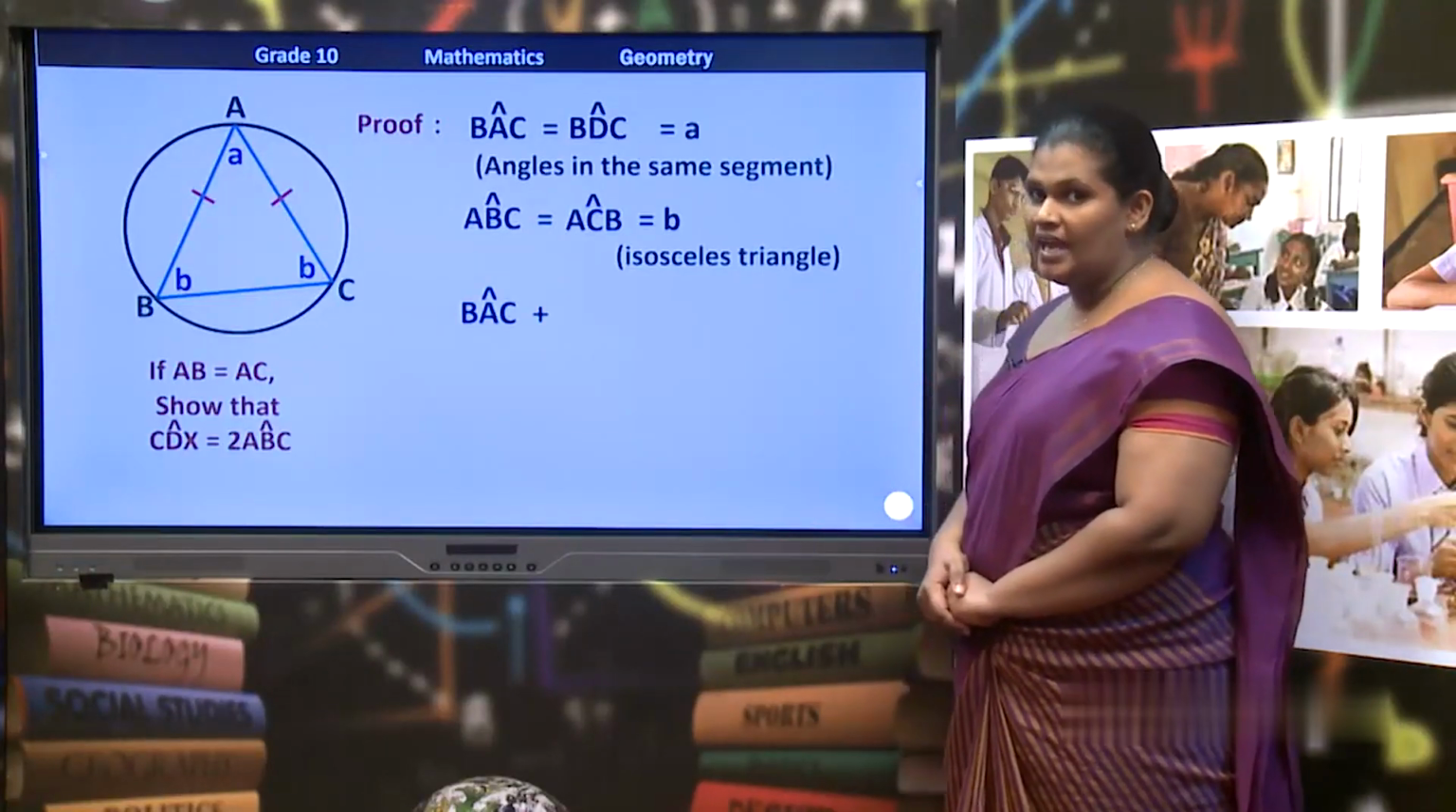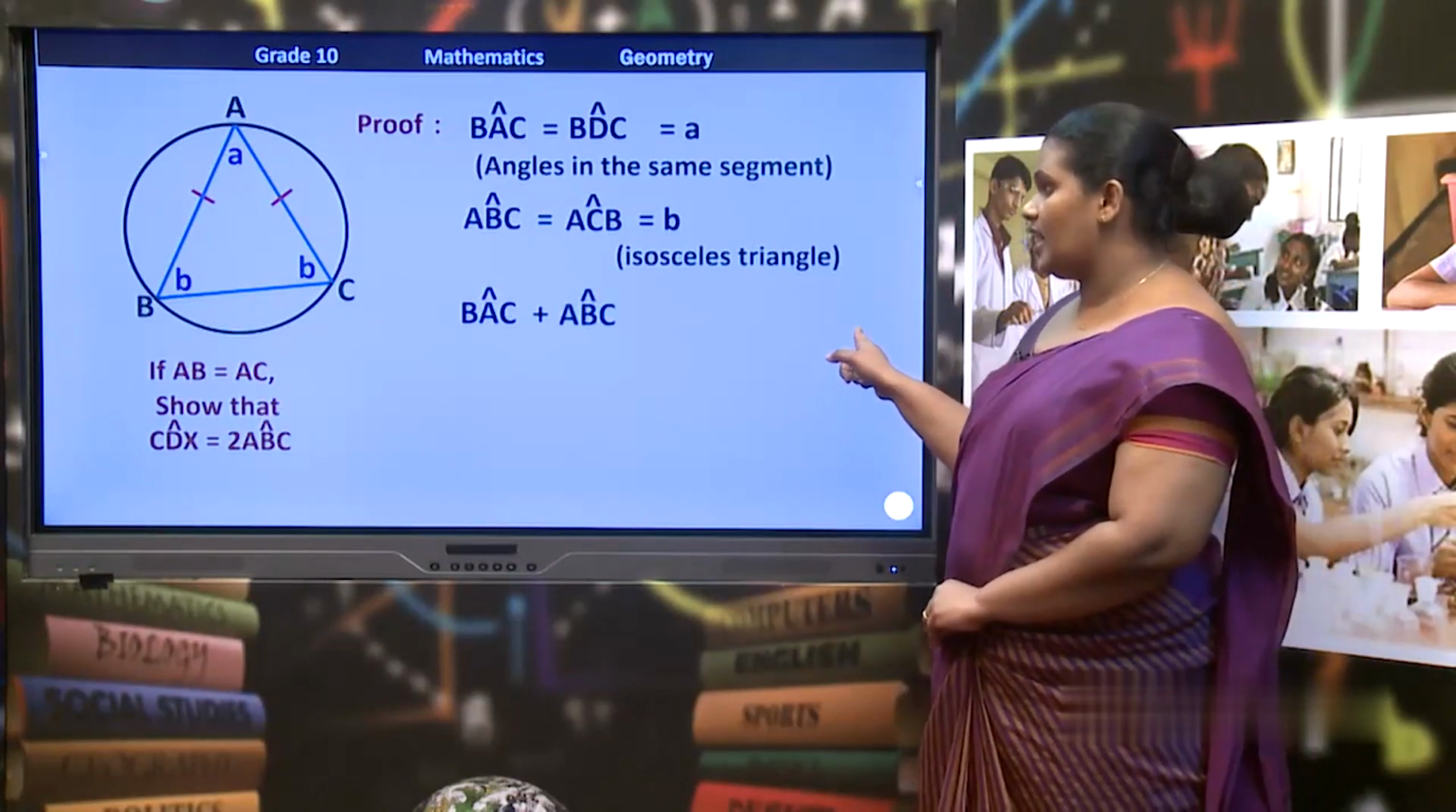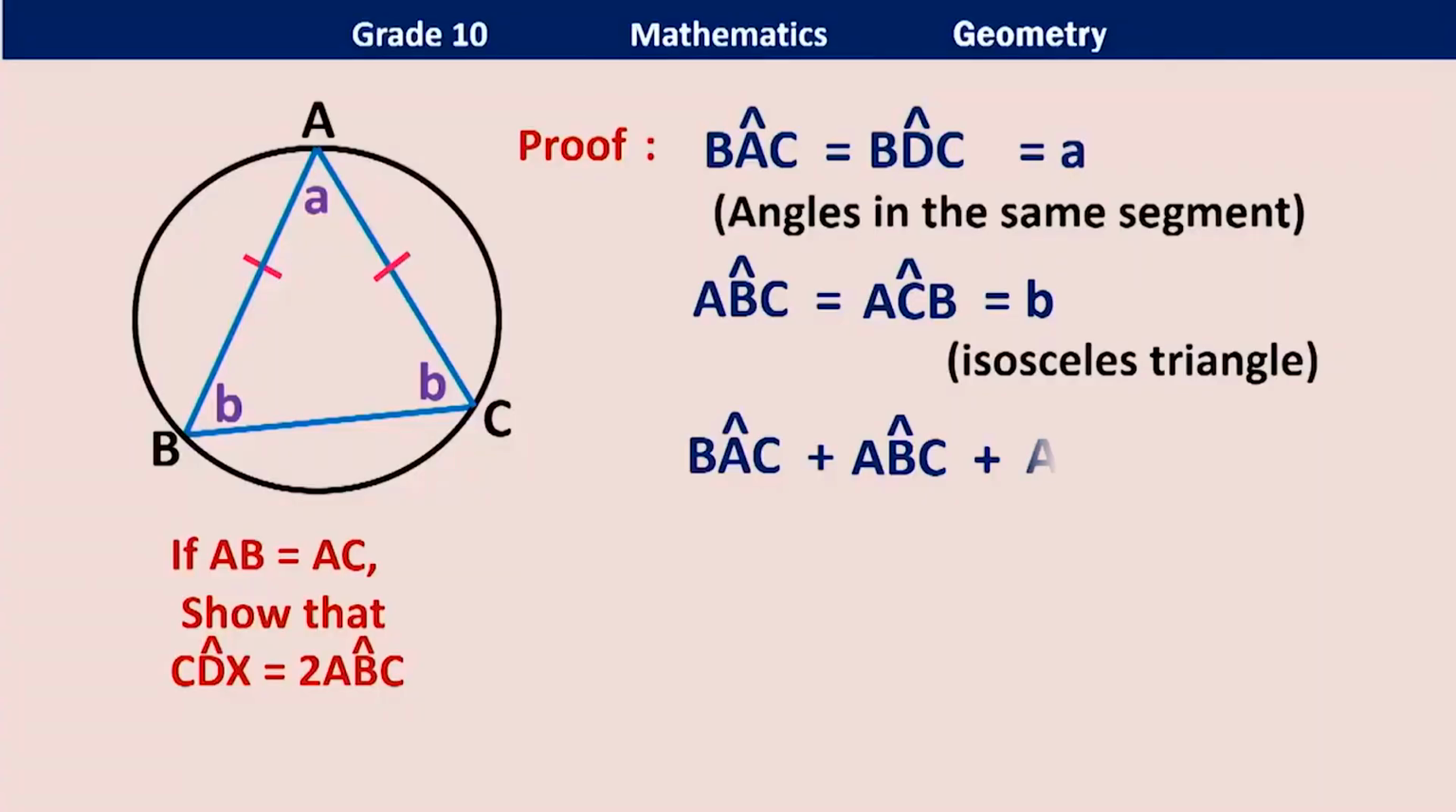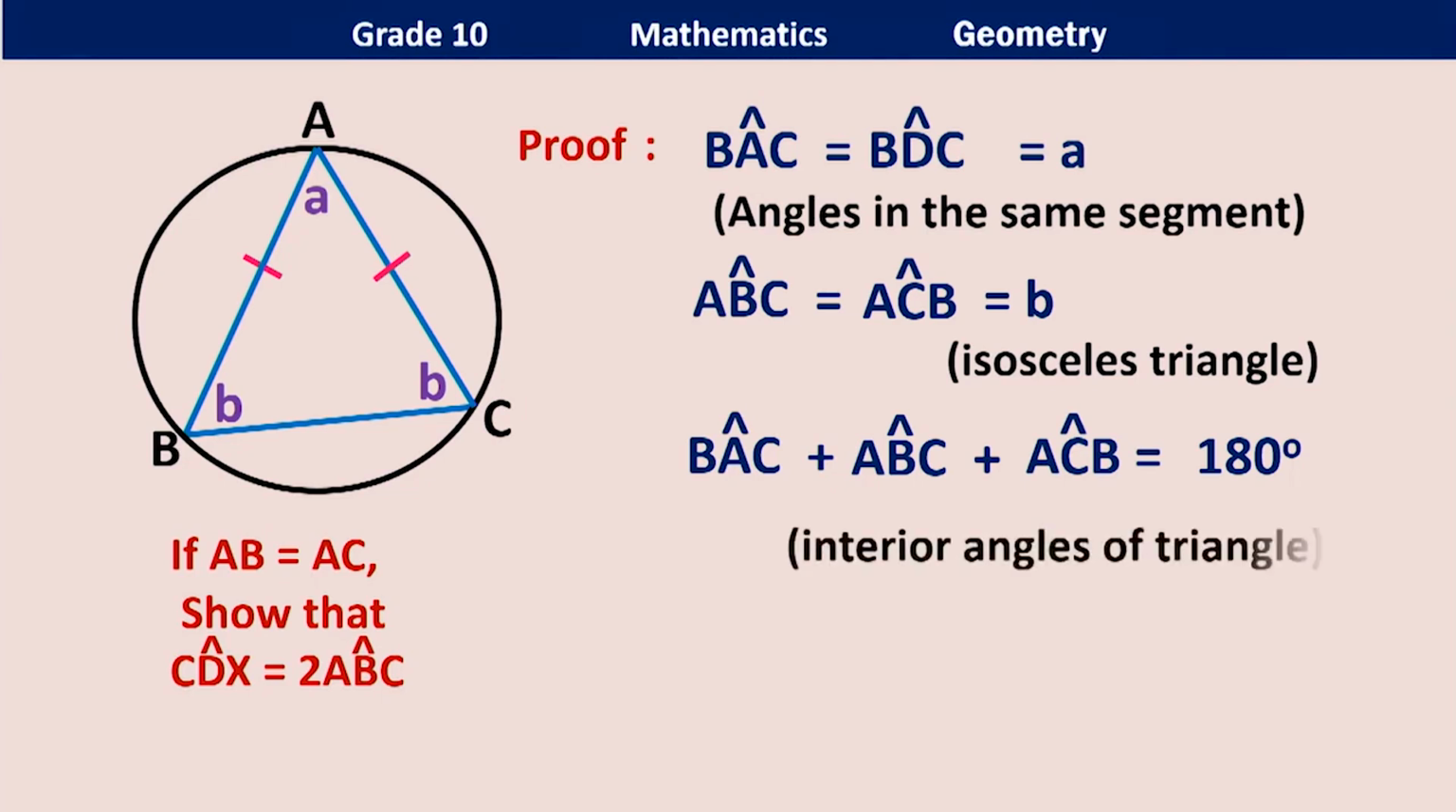Therefore, we can say angle BAC plus angle ABC plus angle ACB is equal to 180 degrees, since angle BAC, angle ABC and angle ACB are the interior angles of a triangle. So, we know that the sum of the interior angles of a triangle is equal to 180 degrees. So, we have to mention the reason as well.